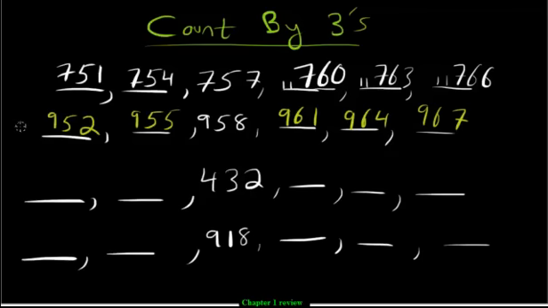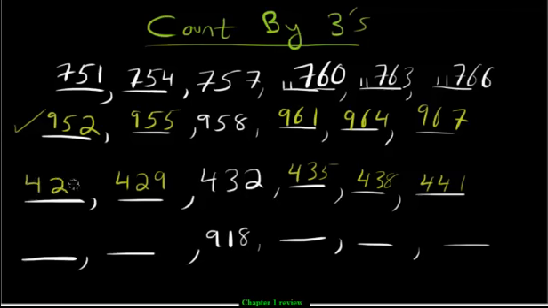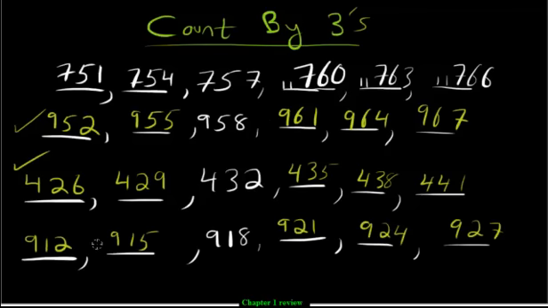Okay, so that's one row. If you got this, give yourself a check mark. Let's go on to the next one. 432, 435, 438, and 441. Going backwards, you should have put 429 and then 426. Again, give yourself a check mark if you got that right. Otherwise, go back, review the lesson on counting by 3. So give yourself another check mark if you got that right.